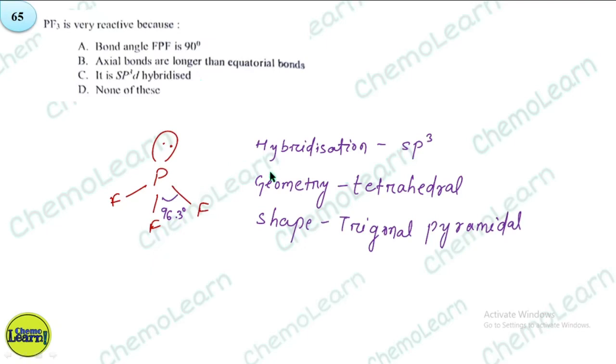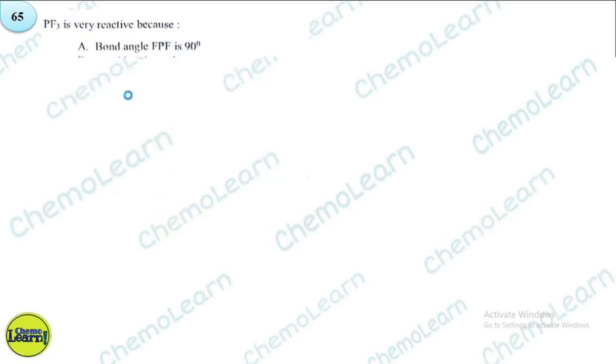Geometry is tetrahedral, and shape is trigonal pyramidal. And here bond angle is 96.3 degree. So it is also incorrect. And here nothing like axial bond or equatorial bond. So option B is also incorrect. So right option will be none of these.